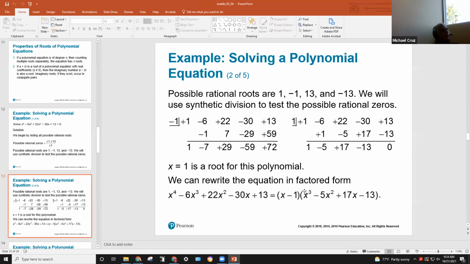And then the rest of the factored polynomial is just this right here. That now is a cubic. So x cubed, negative five x squared, 17x, and then the negative three is a constant.